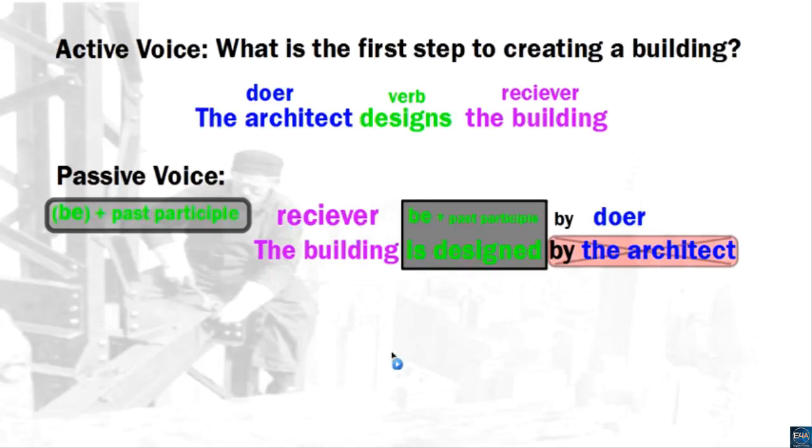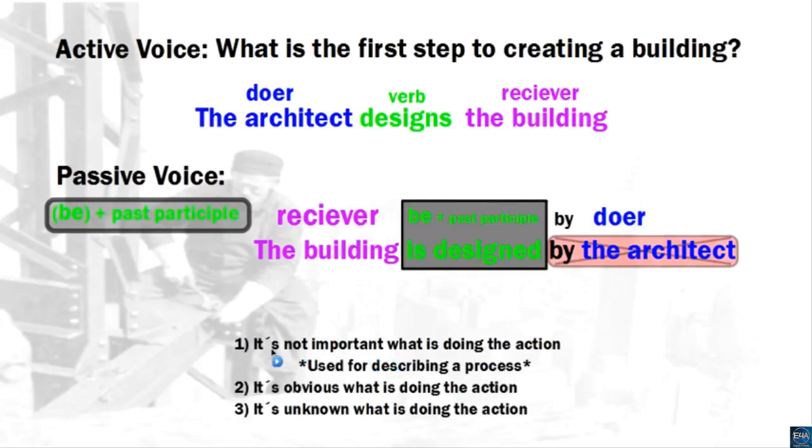So why do we use the passive voice? Well, for those reasons. First, it's not important what is doing the action, right? Again, we use this for describing a process sometimes. We're not saying who is doing it, but we want to say what is done. For example, using the receiver first.